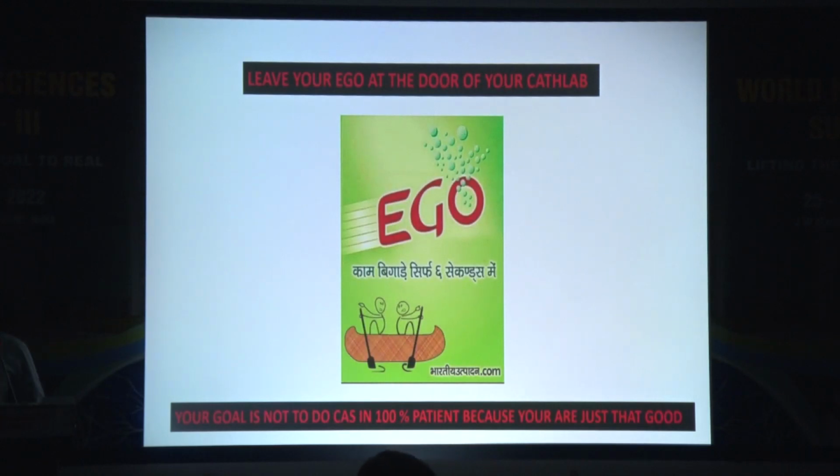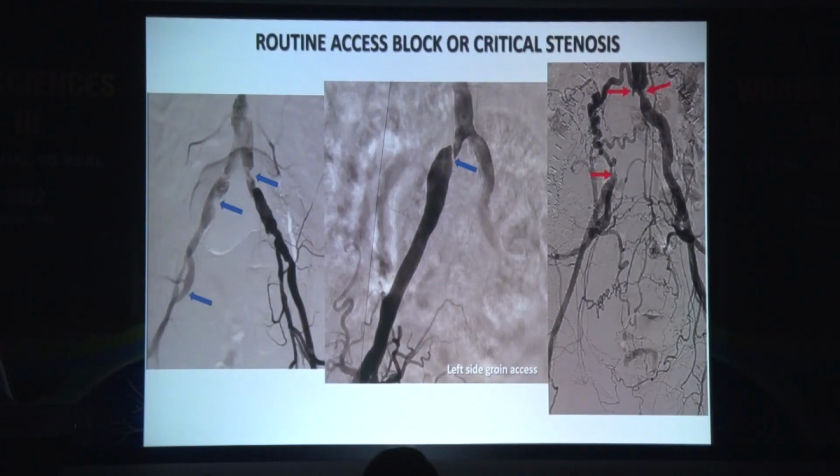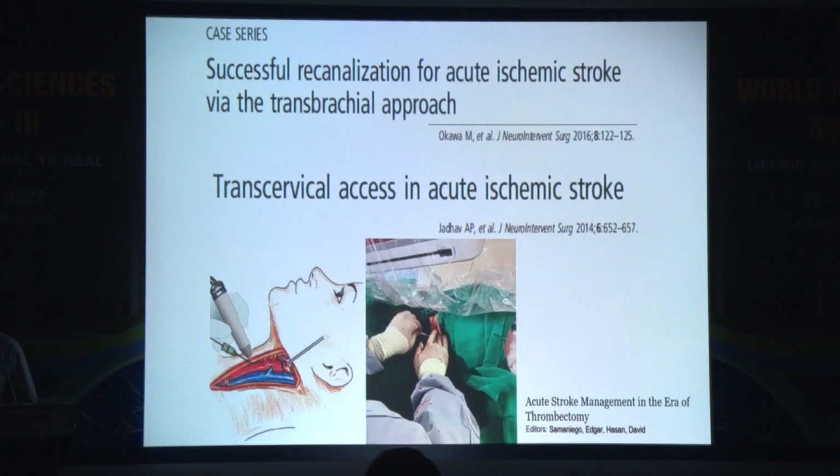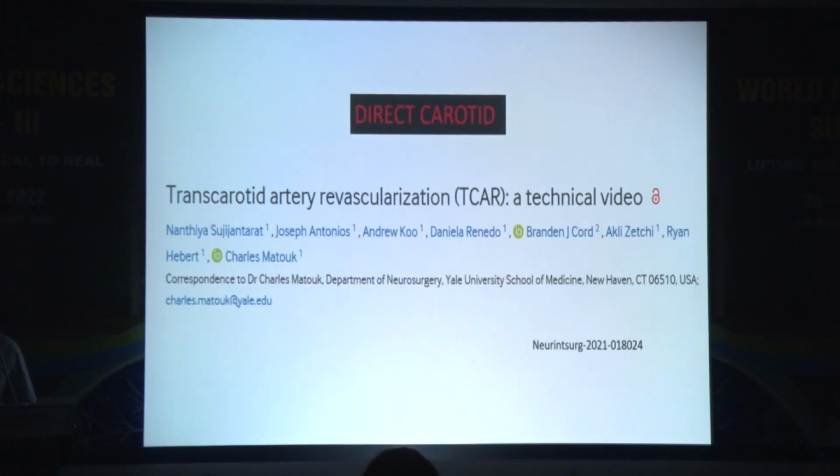So it's very important: you should leave your ego at the door of your cath lab. Your goal is not to do 100% of the cases. Patient safety is very important. You can shift this patient for CEA if they are eligible. Sometimes the routine access is blocked, or there's a critical stenosis. We can switch to a radial or brachial route, or we can also use the transcervical route. Nowadays, TCAR, that is transcarotid revascularization, is a much safer procedure than CEA. They have done a few cases with good safety.